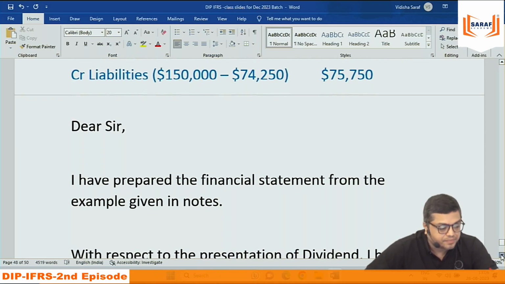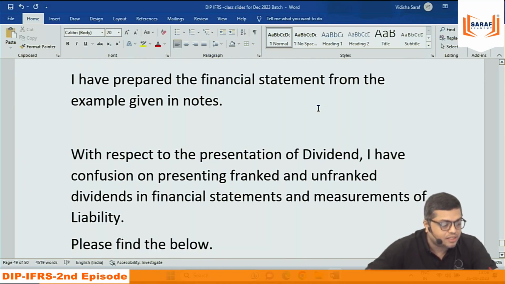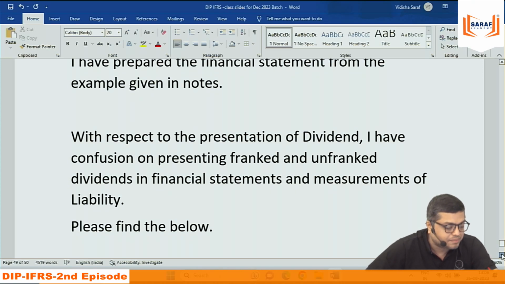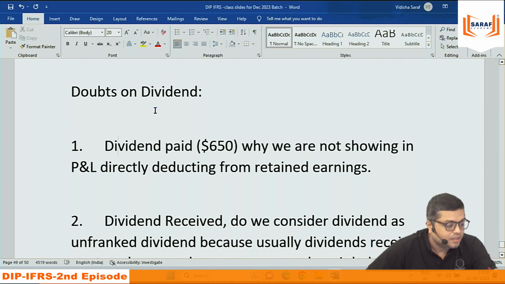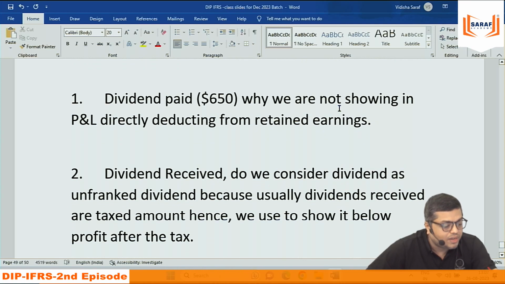Dear sir, I have prepared the financial statement from the example given in the notes. With respect to the presentation of dividend, I have confusion on presenting franked and unfranked dividends in the financial statement and measurement of liability. Doubts. Dividend paid 650. Why are we not showing it in the profit and loss account directly, deducting from retained earnings?